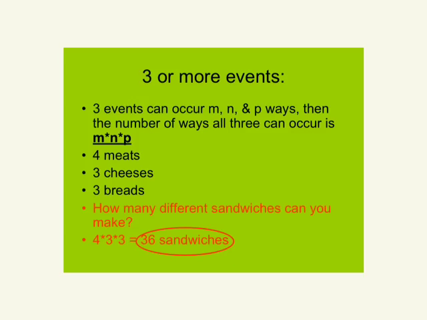So for example, let's say we had 4 meats, 3 cheeses, and 3 breads. How many different sandwiches could we make? Well, we would take 4 times 3 times 3. So guess how many different sandwiches we could make? 36 different sandwiches. That's the fundamental counting principle.